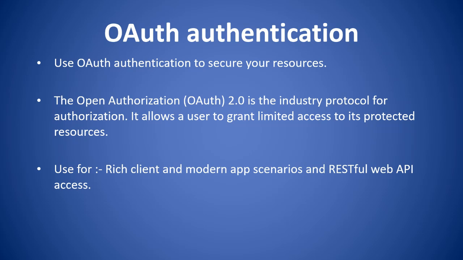Then the next tool is OAuth authentication, which helps in protecting the APIs, web APIs on HTTP. OAuth helps protect the web interface. Right now, OAuth 2 is the industry standard protocol for authorization. It allows a user to receive limited access to the protected resources. The application is on rich client and modern applications like RESTful Web API access, REST APIs.